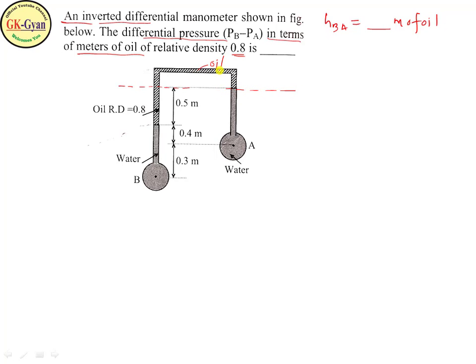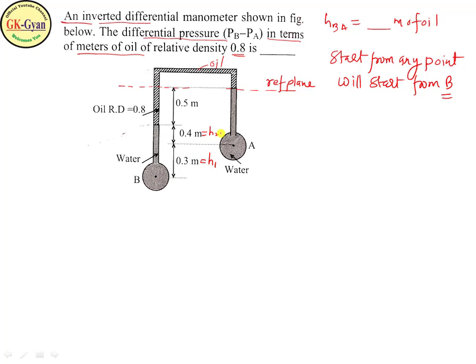So this is the oil, the density is continuous. Okay, the reference plane. No point is open to atmosphere, so start from any point. How to start? We will start from point B. We will take H1, H2 and H3 as reference, three heights are given. So we will start this equation first from this point B.